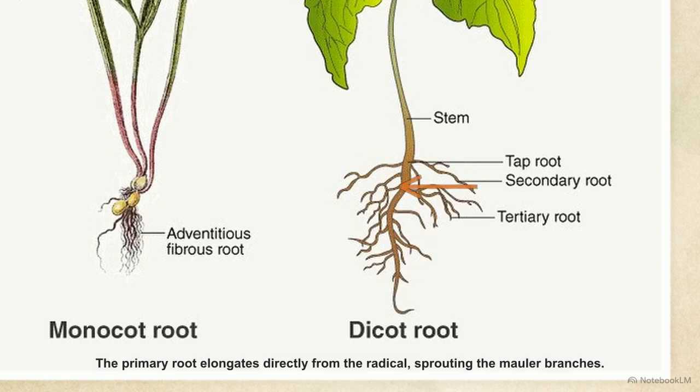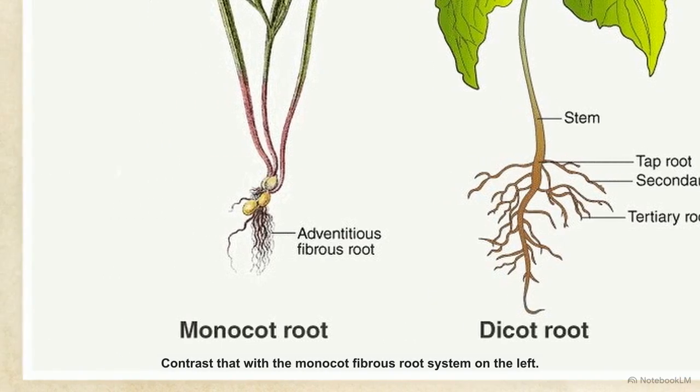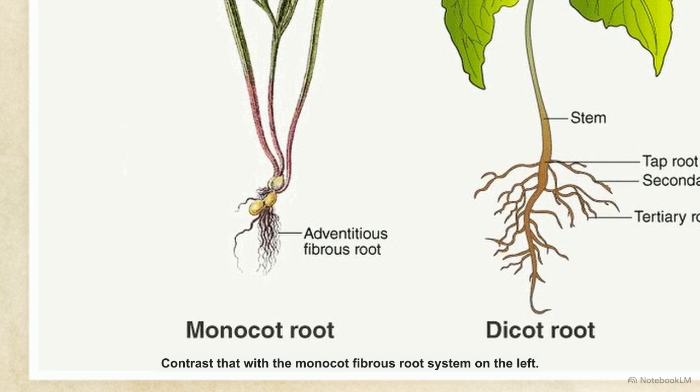Here's a dicot taproot. The primary root elongates directly from the radicle, sprouting the smaller branches. Contrast that with the monocot fibrous root system on the left. Its short-lived primary root is replaced by a dense network originating specifically from the stem's base.